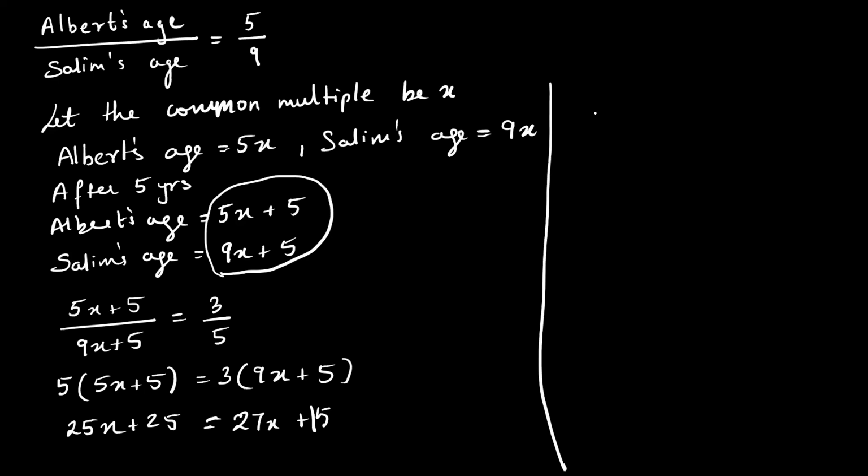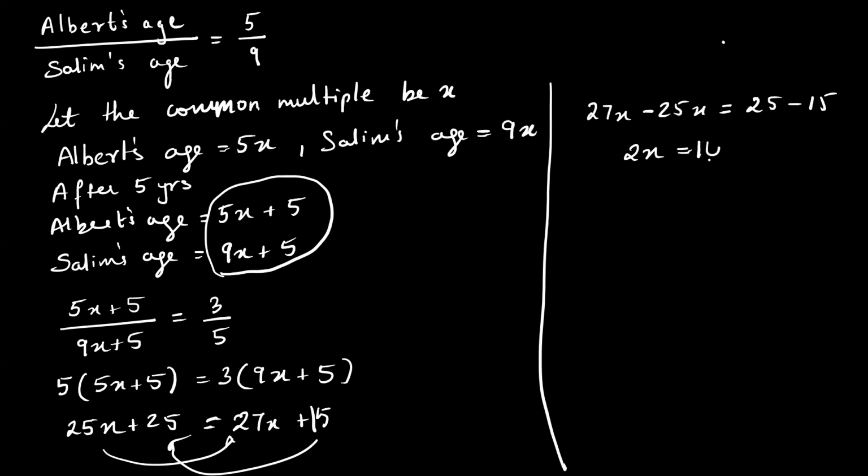Now we'll take the like terms on one side. So 27x minus 25x is equal to 25 minus 15. 25 उधर जाके minus होगा, 15 उधर जाएगा. हाँ, तो ये क्या होगा subtraction? 2x is equal to 10. So x is equal to 10 upon 2, and x equal to 5.